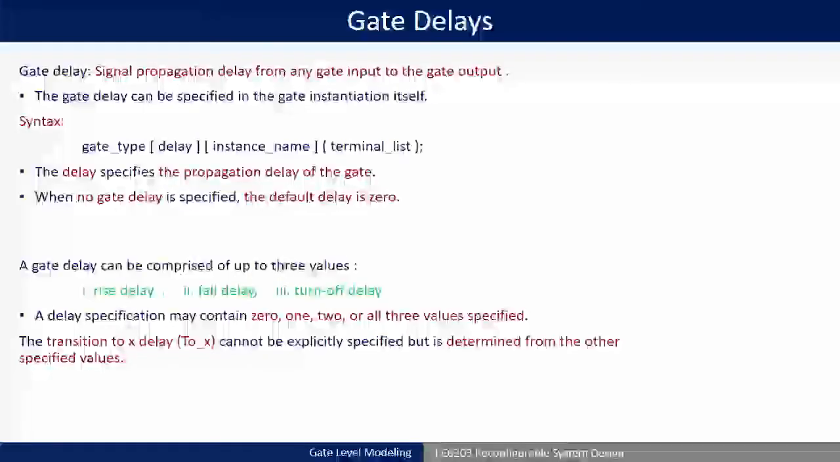After the delay you can give the instance name. We have seen that the instance name is also optional, but if you give it, it is more readable. Then you have to give the terminal list. As I discussed, the delays specify the propagation delay of the gate. If no delay is specified, then by default we can take it as zero delay. Delays are classified into 3 values: one is called rise delay, second is called fall delay, third is called turn-off delay.